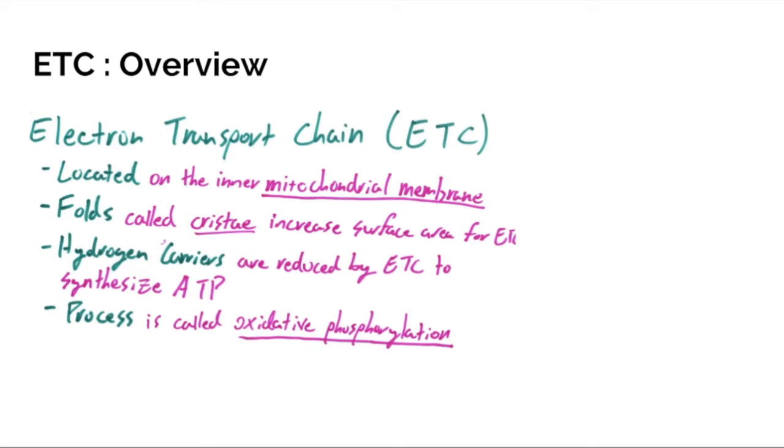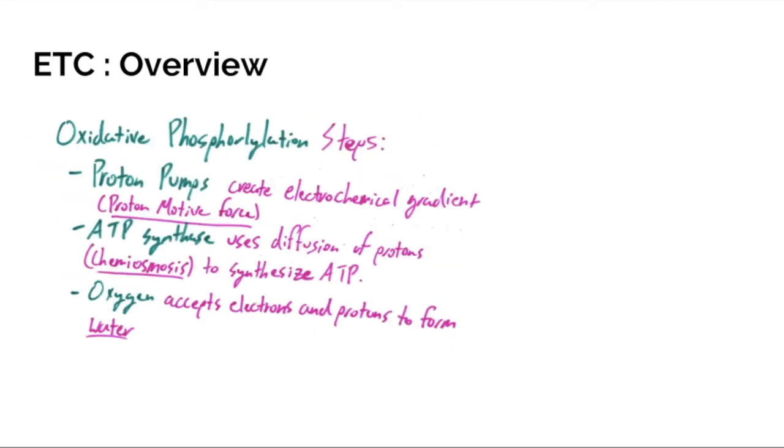This process is called oxidative phosphorylation, as you're using oxidation reactions to get energy to phosphorylate ADP into ATP. So first the proton pumps create an electrochemical gradient. Then ATP synthase uses the diffusion of these protons to synthesize ATP. Ultimately, oxygen accepts the leftover electrons and protons in order to form water.